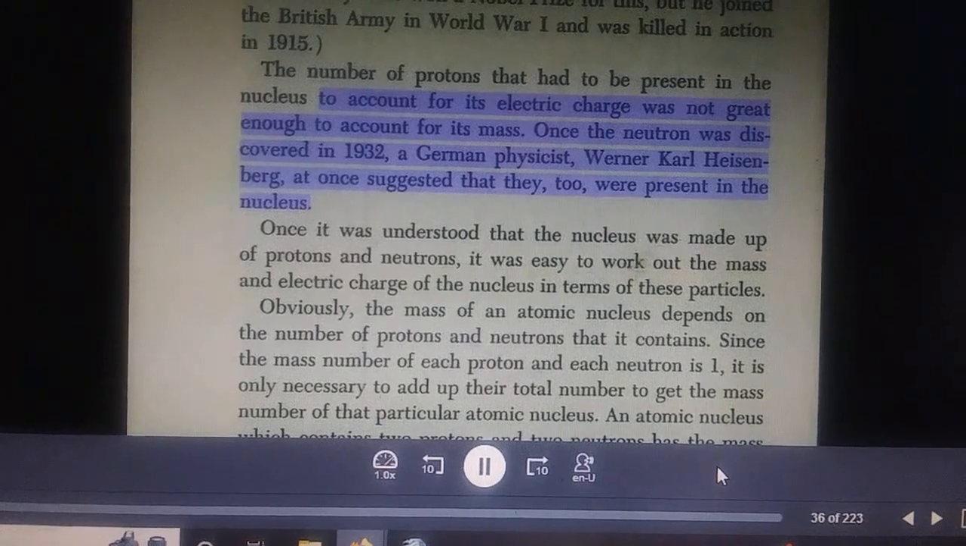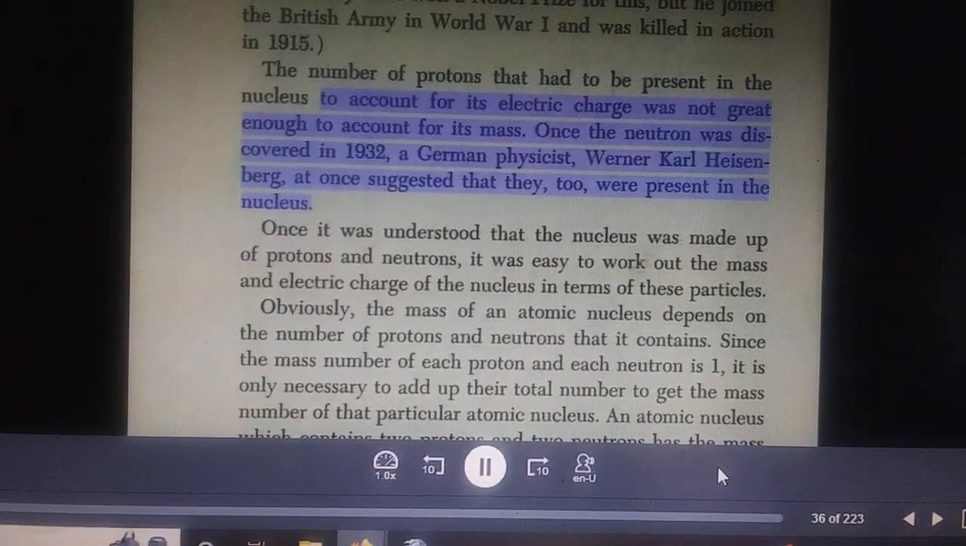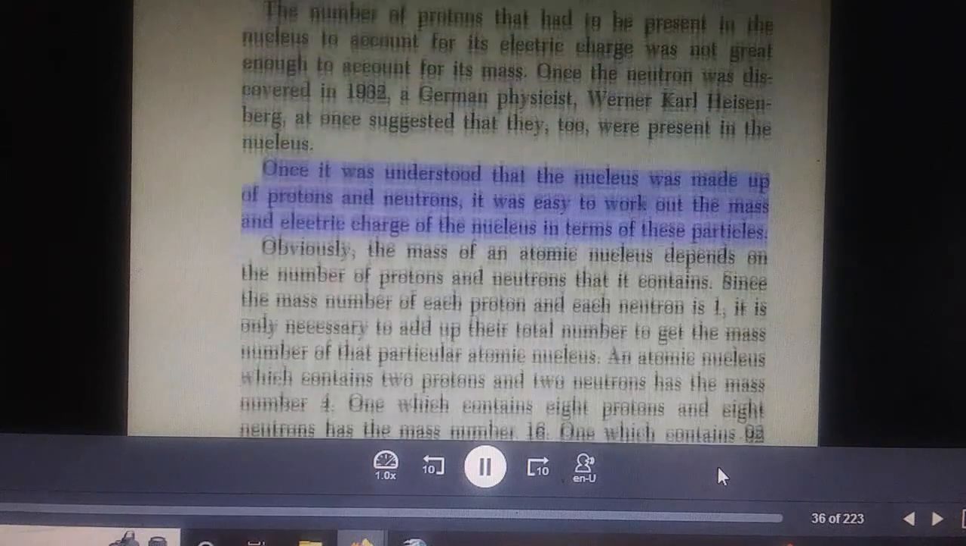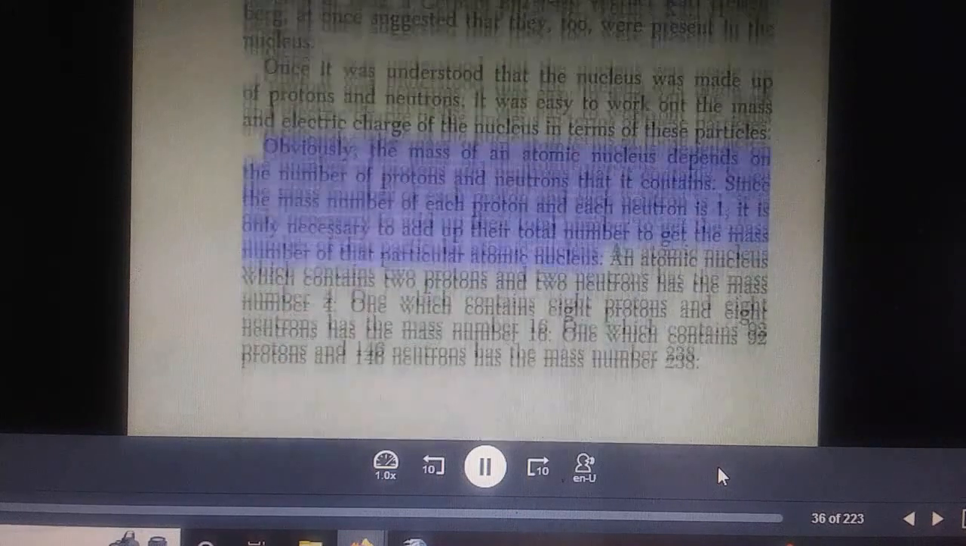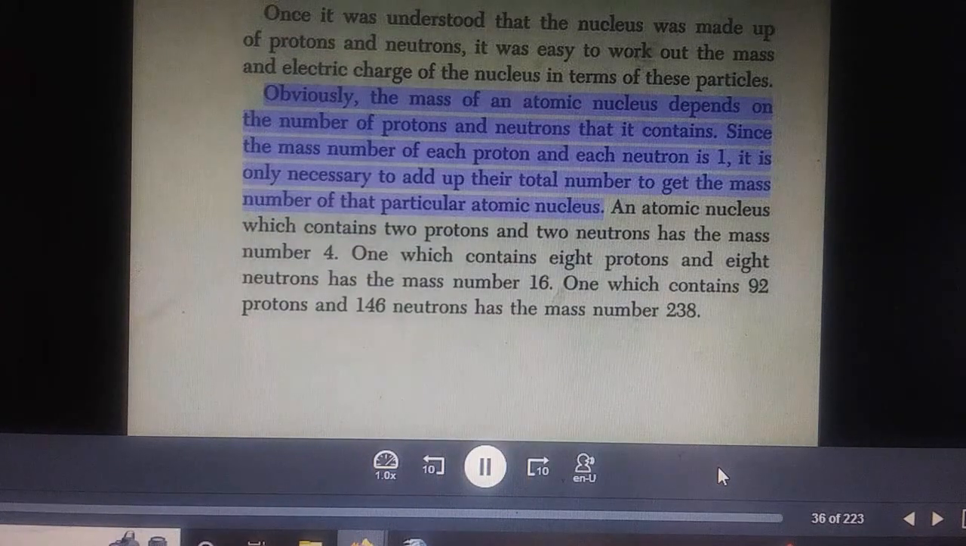count for its mass. Once the neutron was discovered in 1932, a German physicist, Werner Karl Heisenberg, at once suggested that they, too, were present in the nucleus. Once it was understood that the nucleus was made up of protons and neutrons, it was easy to work out the mass and electric charge of the nucleus in terms of these particles.